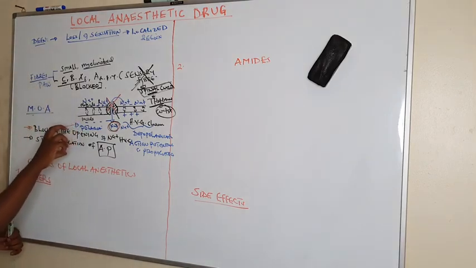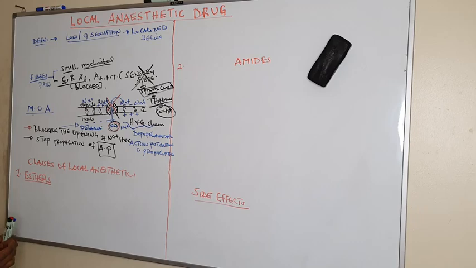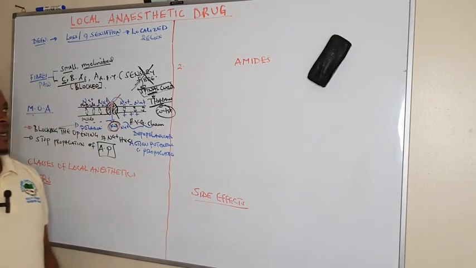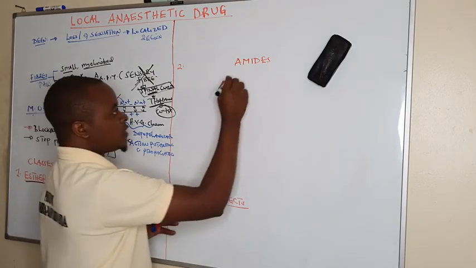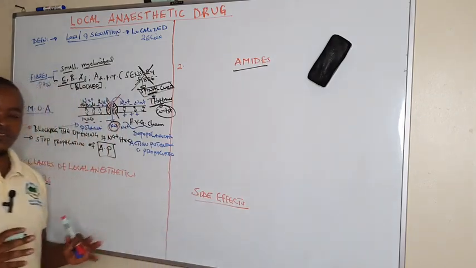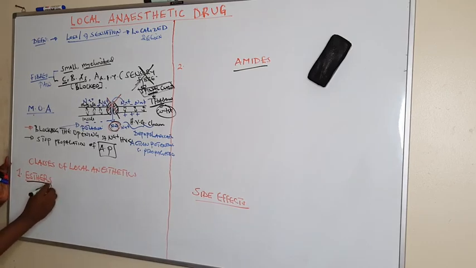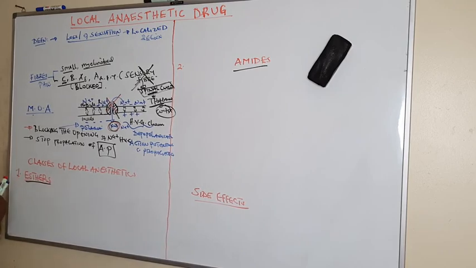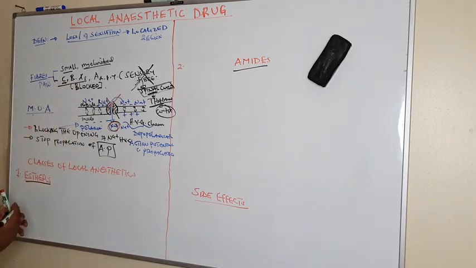So after knowing how they act, now we are going to see different classes of local anesthetic drugs. They are classified into two, whereby we have the esters and amides. These ones have an ester bond connected to the hydrocarbon chain. These ones have an amide connected to the hydrocarbon chain. Examples of esters we are going to see, but before we look at the examples, we are going to see the properties or the factors that enable quick absorption of these local anesthetics.